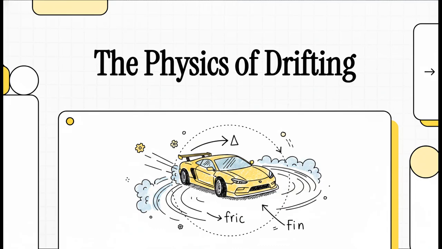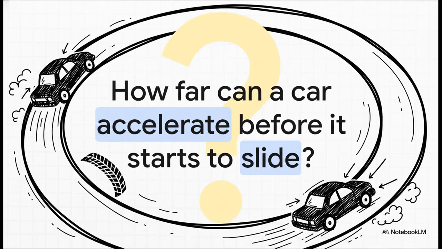All right, let's dive into a classic physics problem, one that almost every student of mechanics bumps into. It's a fantastic challenge because it mashes together acceleration, moving in circles, and a really important limit. We're going to figure out the physics behind a car drifting around a corner. So this is what it all boils down to.